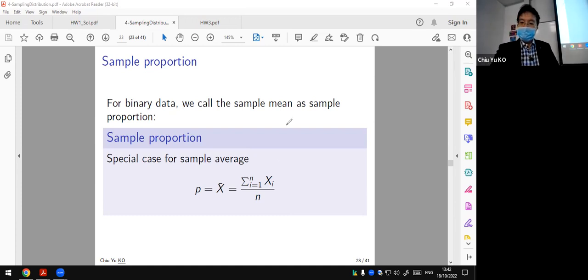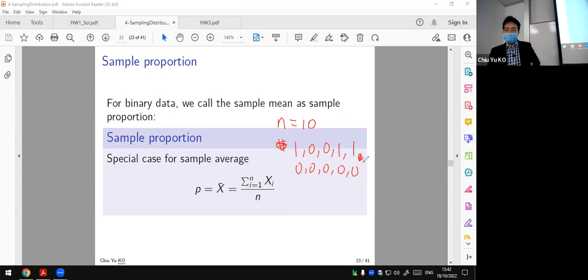Suppose you have taken a sample of size 10, and say the data is 1, 0, 0, 1, 1, 0, 0, 0, 0, 0. There are 10 samples, and how many of them say 1? Three. So the sample mean is just 3 over 10, because you add them up and divide by n.